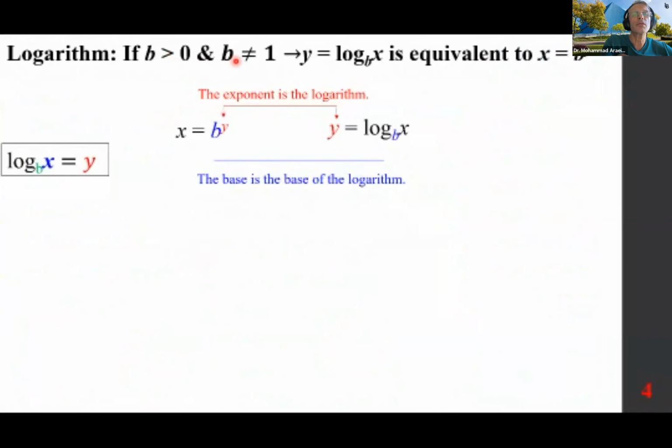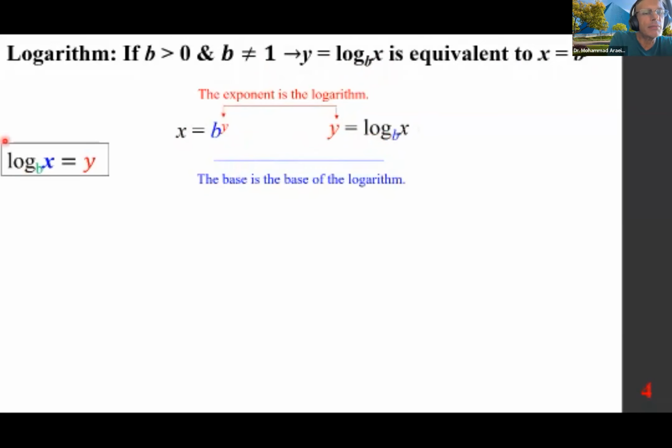If b is positive and b is not equal to 1, then y equals log x base b is equivalent to x equals b to the power y. What I want to do is to remind you of everything you have studied before in algebra, intermediate algebra, college algebra, and then pre-calculus. If you look at this case, x is b to the power of y, that means y equals log x base b. In both cases, we have the same exponent, and in both cases, we have the same base. Make sure we understand this.